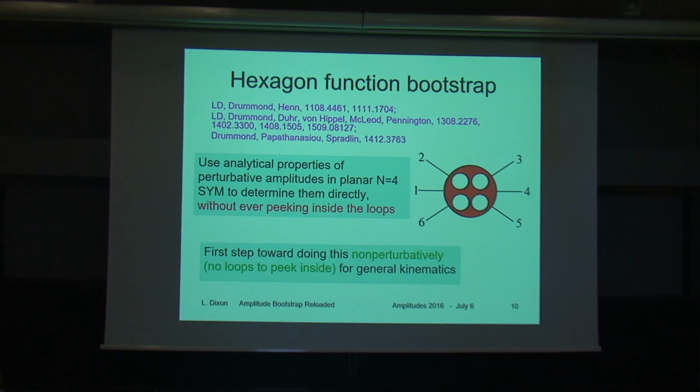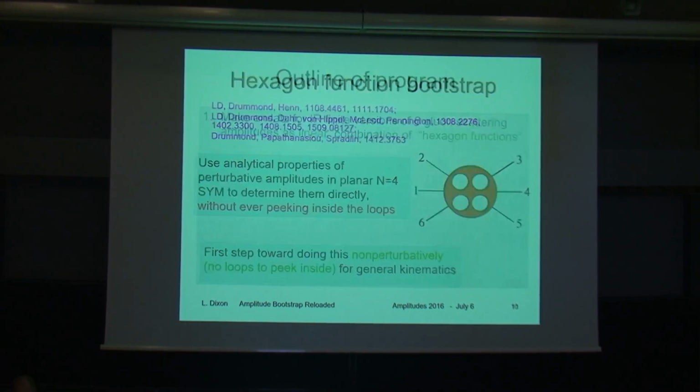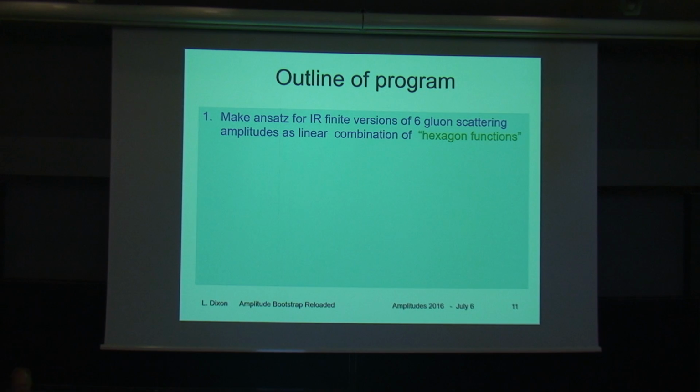The motivation for doing this is because we want to eventually do this at finite coupling, where we don't have individual loops to look at. We should try to do everything as well as we can without looking inside the loops. So the general program is actually very simple. You make an ansatz for infrared finite versions of the 6-gluon scattering amplitudes as linear combinations of things we'll call hexagon functions. And now we understand that they live in a much smaller space than we thought a year ago. So that's something I want to describe.